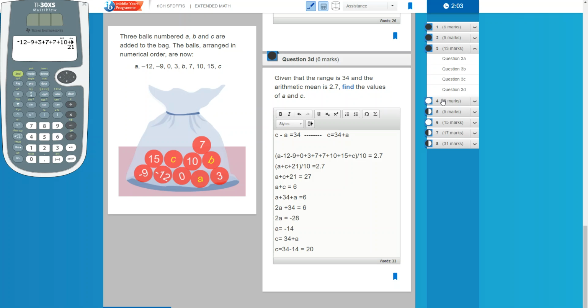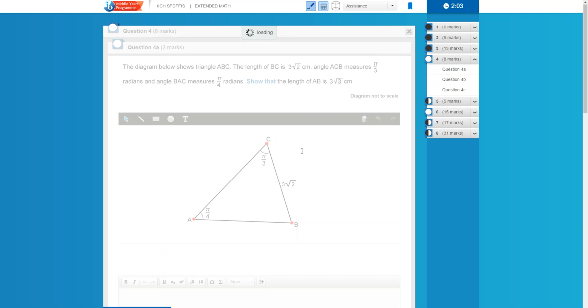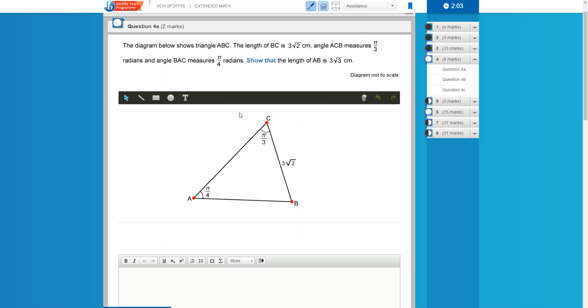Alright, let's have a quick look at this next one, which most people just left out. This is the stuff we did at the beginning of the year. Right, so we've got the diagram shows the triangle ABC. The length of BC is 3 root 2. Angle ACB is pi over 3 radians. Angle BAC is pi over 4. Show that the length of AB is 3 root 3.